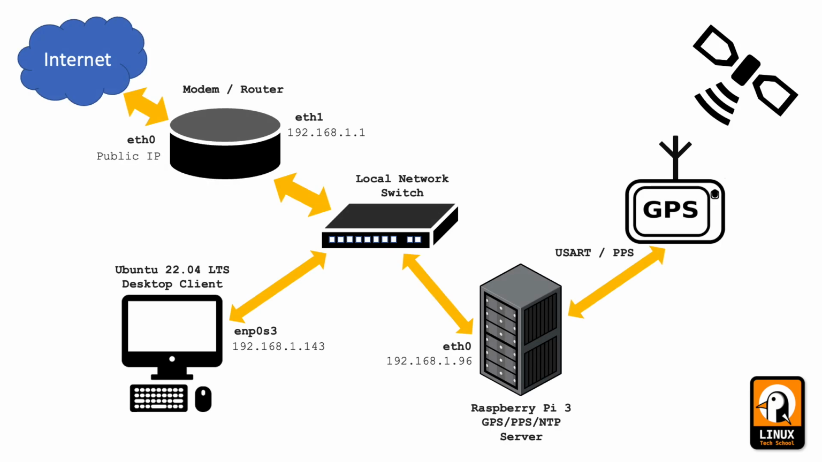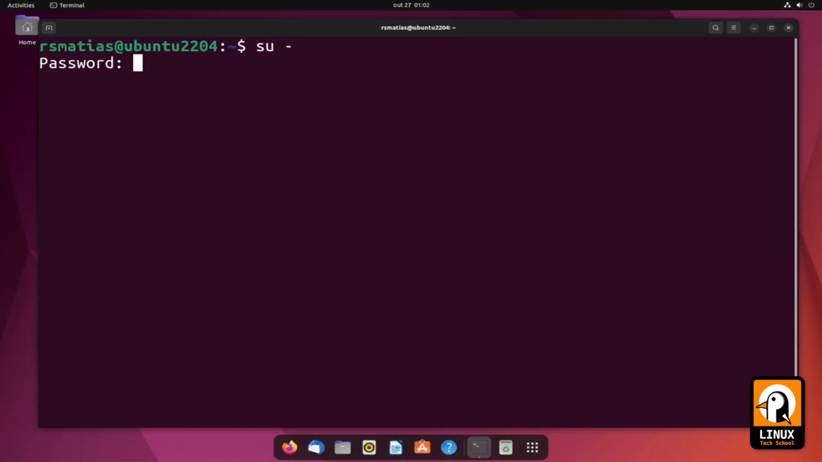So my network is very simple. You can see the Raspberry Pi inside the local network with the GPS module, connecting to the same switch. I have an Ubuntu 22.04 LTS desktop being used as a client. So the main purpose is to configure the client to use the NTP server from the Raspberry Pi. So let's proceed. I'm going to show you where we can do that.